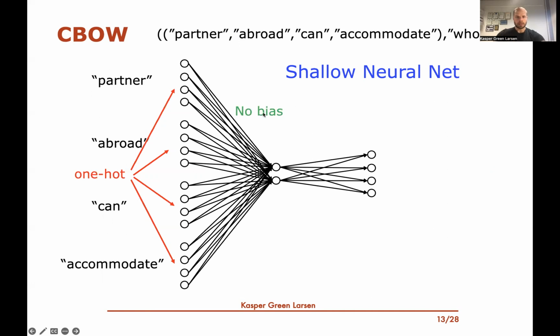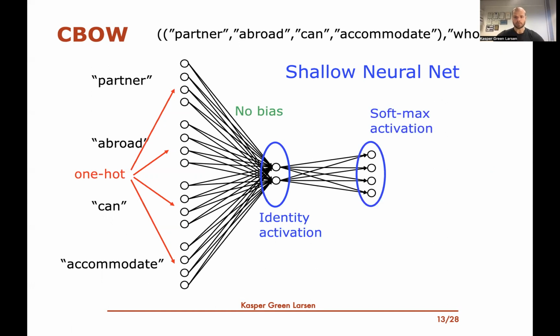And we're not going to use any bias in this network. So it's a very simple neural net, no bias vectors. And in the middle here, we're just going to use identity activation. So that's also super simple. And finally here in the output layer, we're just going to use a softmax activation. So this is a softmax.